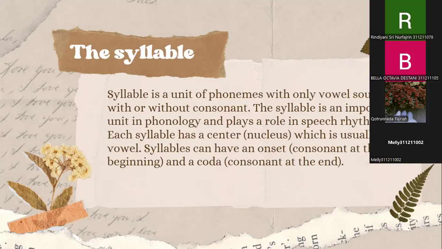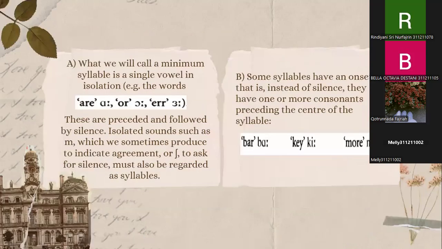Okay, the syllable. A syllable is a unit of phonemes with a vowel sound, with or without consonants. The syllable is an important unit in phonology and plays a role in speech rhythm. A syllable has a center, or nucleus, which is usually a vowel. Syllables can have an onset, a consonant at the beginning, and a coda, a consonant at the end.